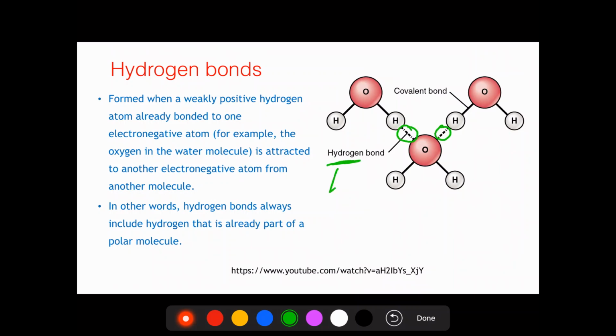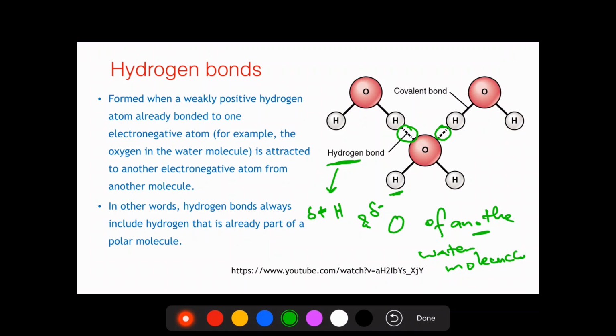The attractions between the slight positive hydrogen and the slight negative oxygen of another water molecule, and it has to be of another molecule, and it has to have hydrogen because it's a hydrogen bond. So any attraction between the slight positive hydrogen and, in this particular case it was oxygen, but it could be sulfur, it could be phosphorus. Any attraction between the slight positive hydrogen and another slight negative atom will result in a hydrogen bond.